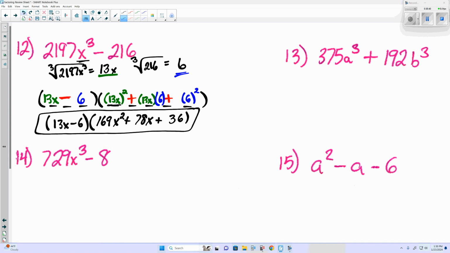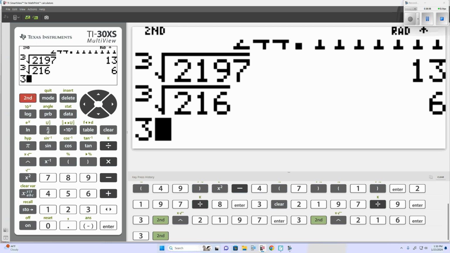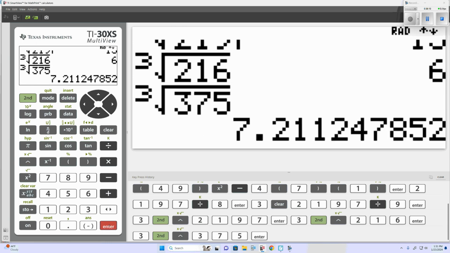If they both cube out, it's plus. Squared, no; cubed, yes, because we can have the sum of 2 cubes. We can't have the sum of 2 squares. Now, a cubed and b cubed, there's not a greatest common factor between those two variables. For 375 and 192, we can take the cubed root.